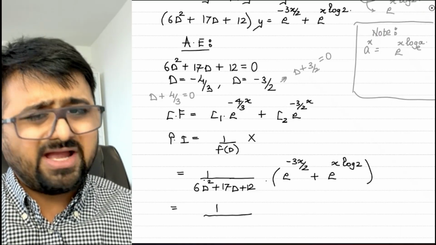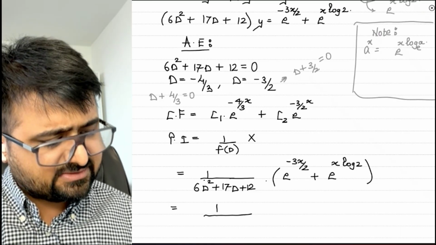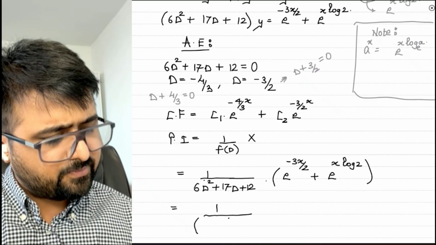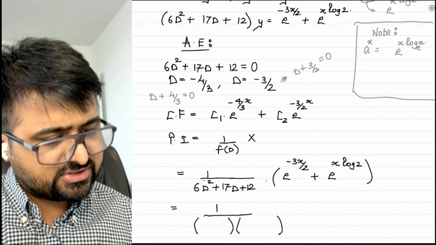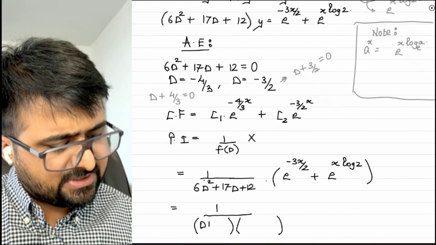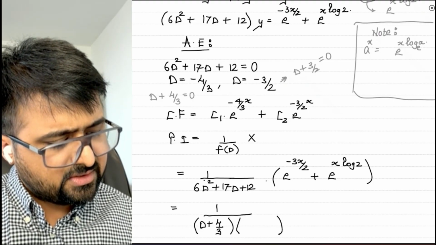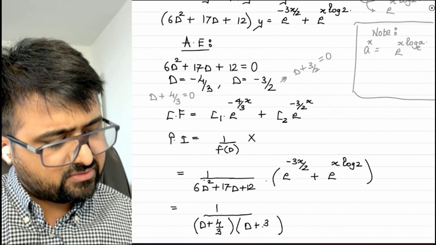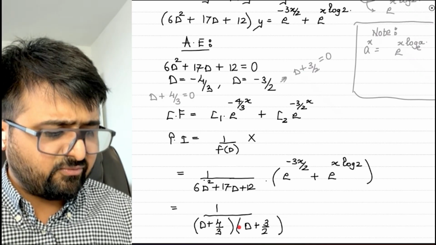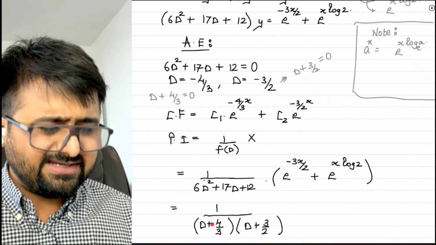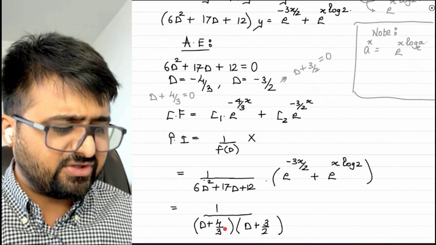Okay. Why am I doing this? Instead of writing this quadratic equation, we can write the factor form of it. So we can write two linear expressions: d plus 4 by 3 and d plus 3 by 2. What is the advantage of doing this? In case one of the factors turns out to be 0, we can easily substitute at least in the other one. So that process just becomes simple.